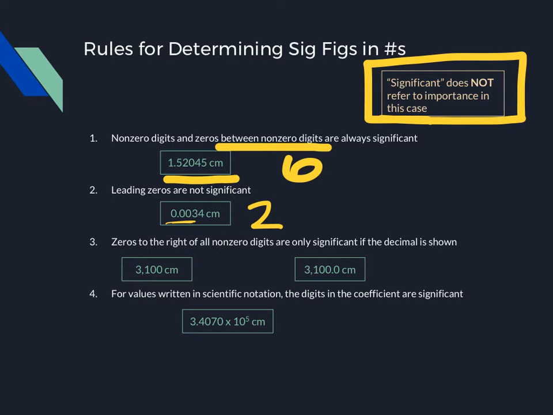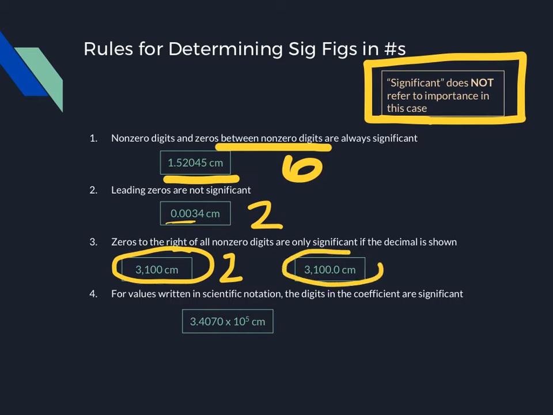Rule number 3, zeros to the right of all non-zero digits are only significant if the decimal is shown. In this example right here, those 2 zeros are to the right of all the other digits, but there's no decimal, so they do not count as significant. So there are 2 total sig figs here. What that means is someone put them there as place value holders, not necessarily because they were measured.